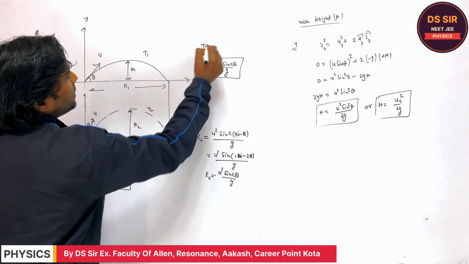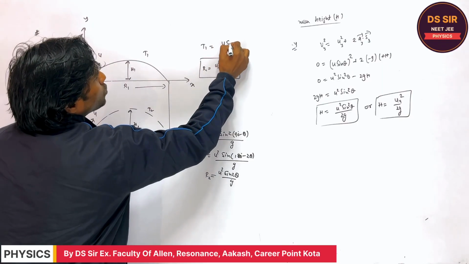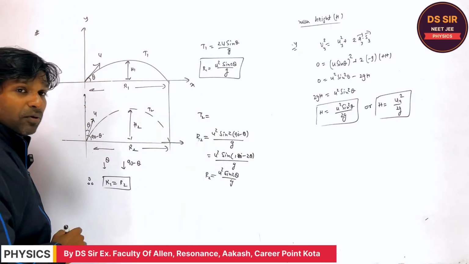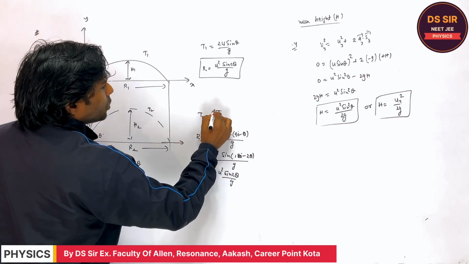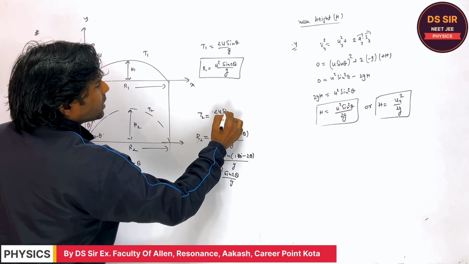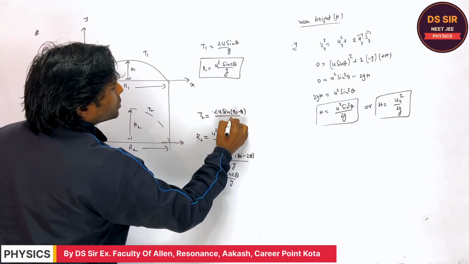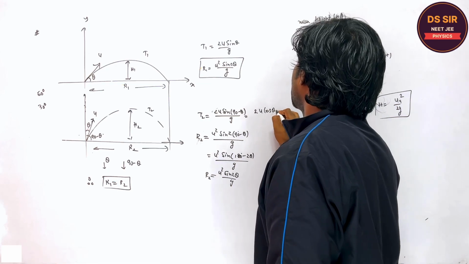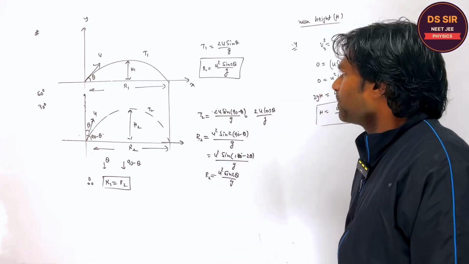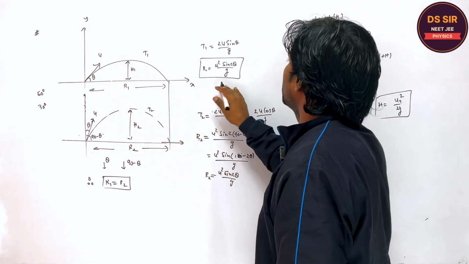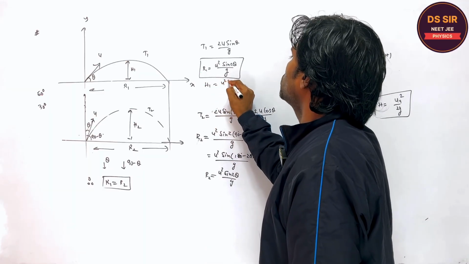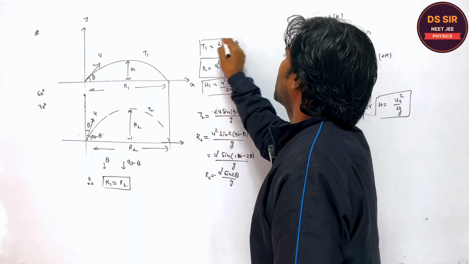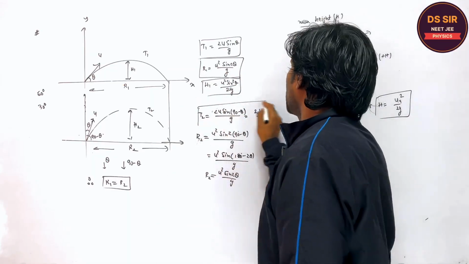What will be the time of flight in this case? T is equal to 2u sine theta upon g. In this case, what is the time of flight? T is equal to 2u sine 90 minus theta upon g, which is equal to what? What will you say? This is 2u cos theta upon g. Is it fine? What about the maximum height? The maximum height h1 is equal to u square sine square theta upon 2g. Fine. This is the time of flight.